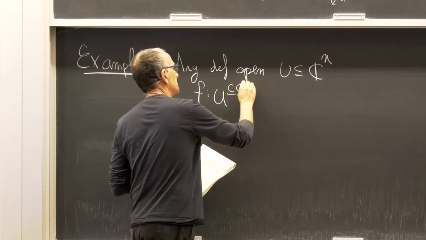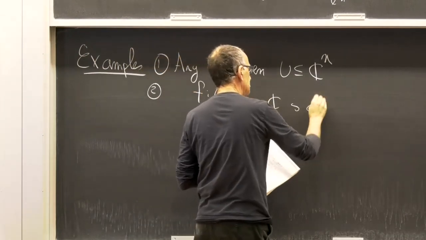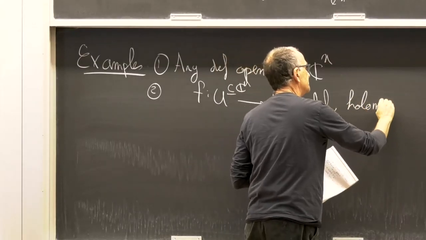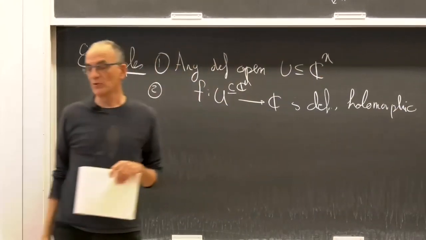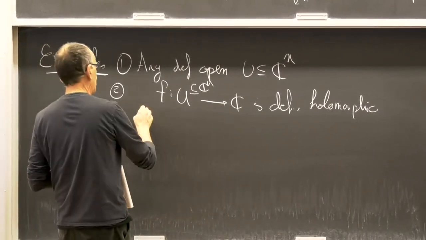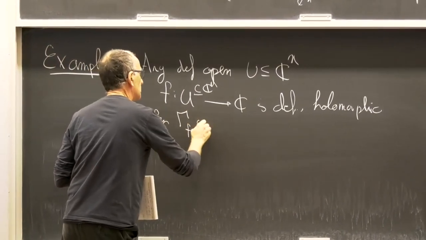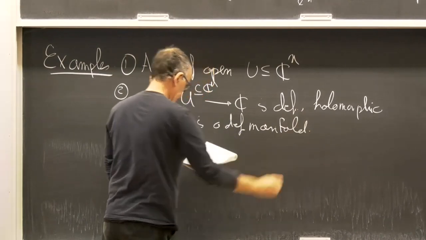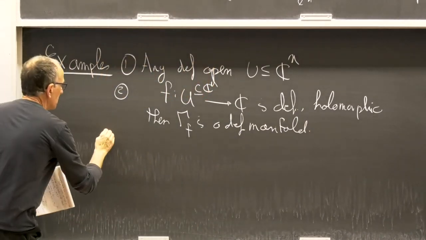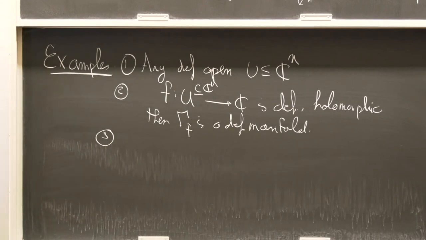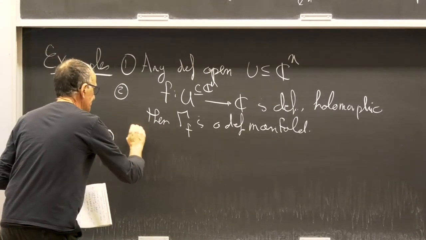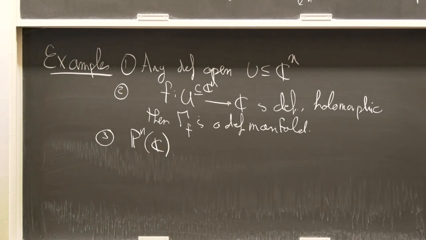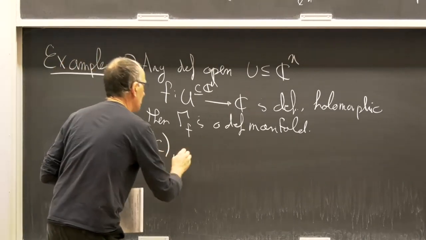If f from U in C^n to C is definable and holomorphic, then its graph is a definable manifold with one chart. Now, an important example is projective space. And this is with the usual n plus one charts, each of them C^n, identified with C^n.